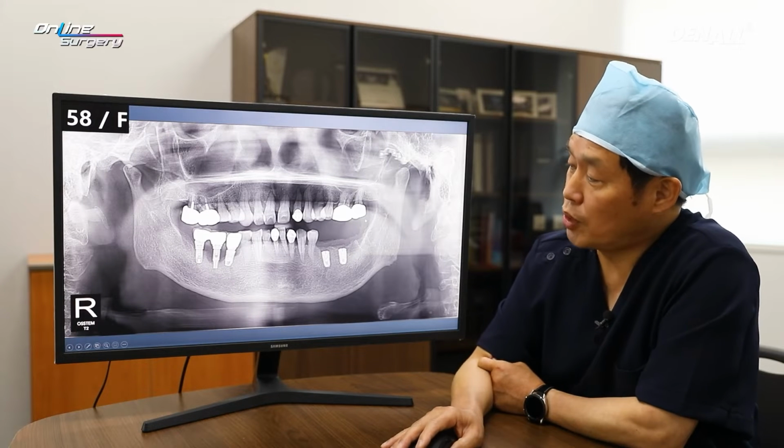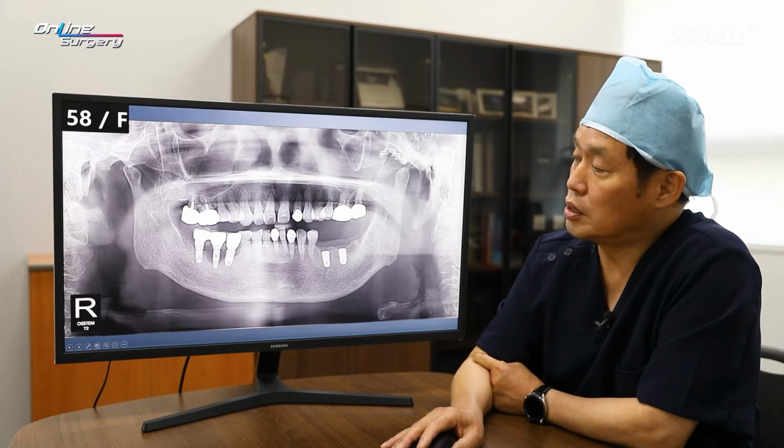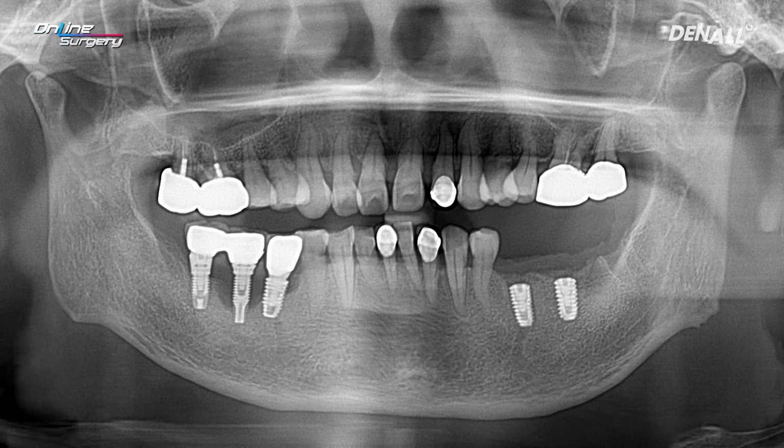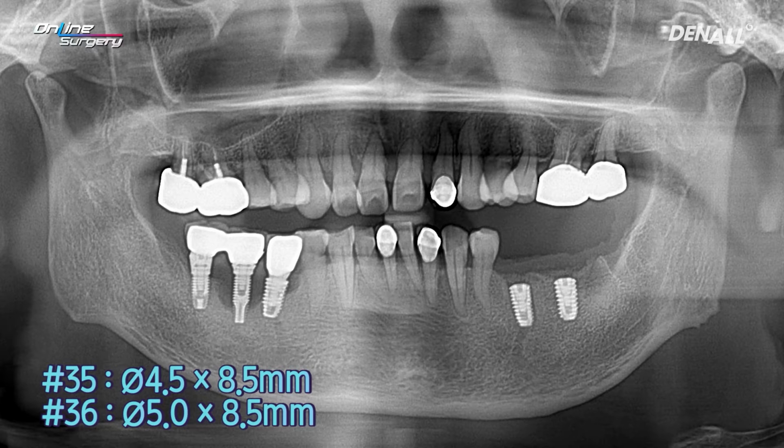Post-op panoramic image, 2 implants have been placed. As mentioned earlier, in the case of number 35, a 4.5 by 8.5 implant was placed, as was originally planned. Distal to that, there was distance with the inferior alveolar nerve, so the plan was 10 millimeter, but considering the level of mouth opening, 5.0 by 8.5 millimeter implant was placed and GBR was done on top. Bone graft was done.